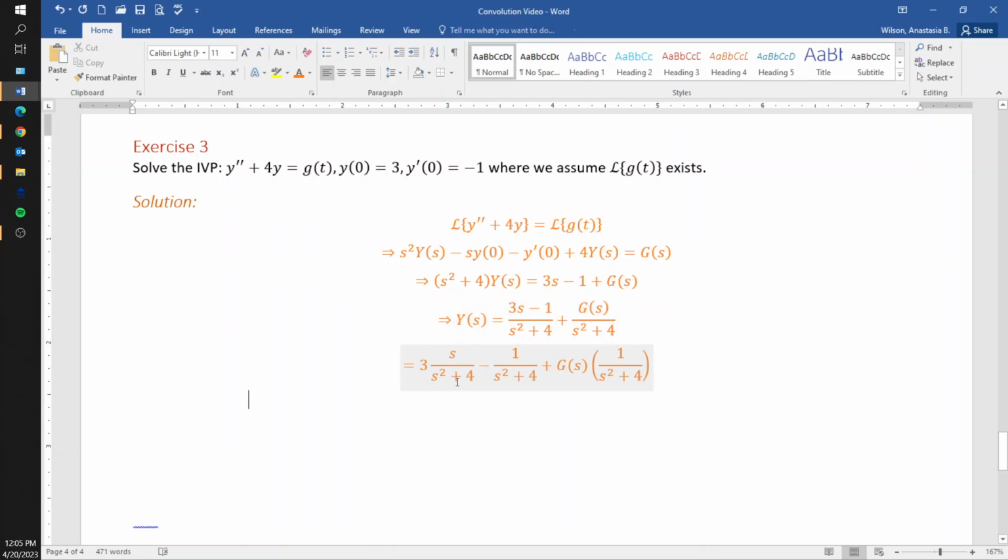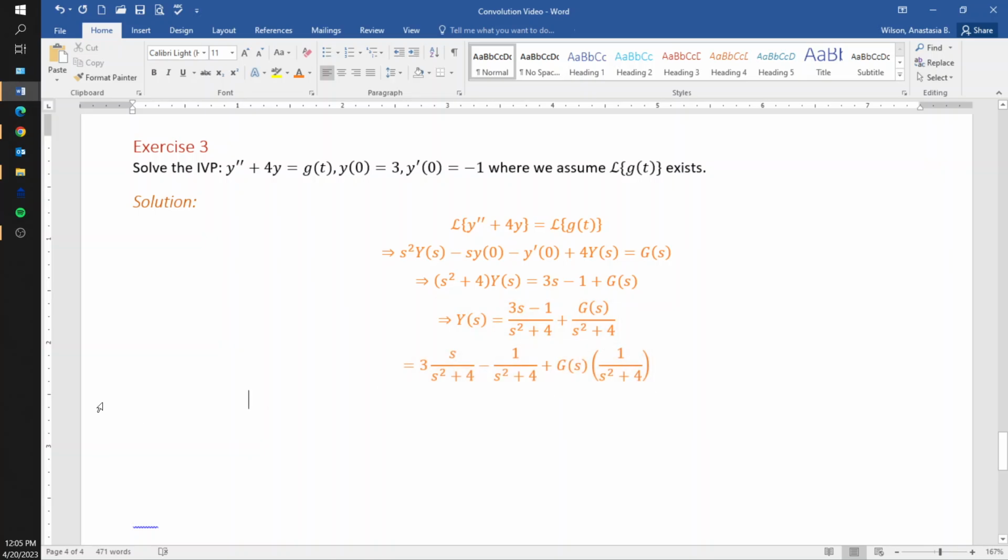And notice that s over (s squared plus 4) is the Laplace transform of the cosine of 2t, and 1 over (s squared plus 4) is almost the Laplace transform of the sine of 2t. We do have to modify it a little, which you will see in just a minute.